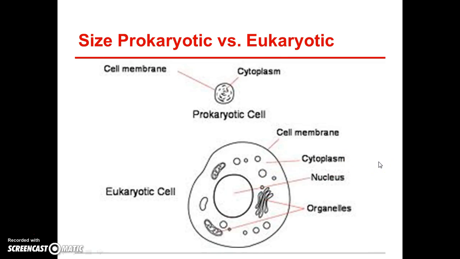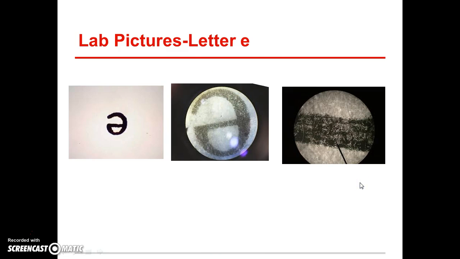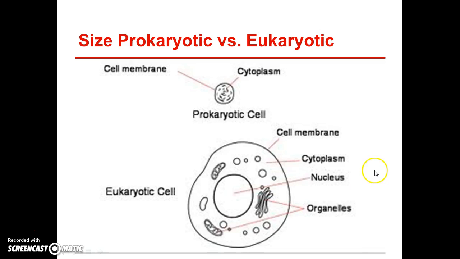You're going to need to know a reference to size. Prokaryotic cells are, you can see, much smaller in size than a eukaryotic cell. Much bigger. And that is it. That concludes segment 1.